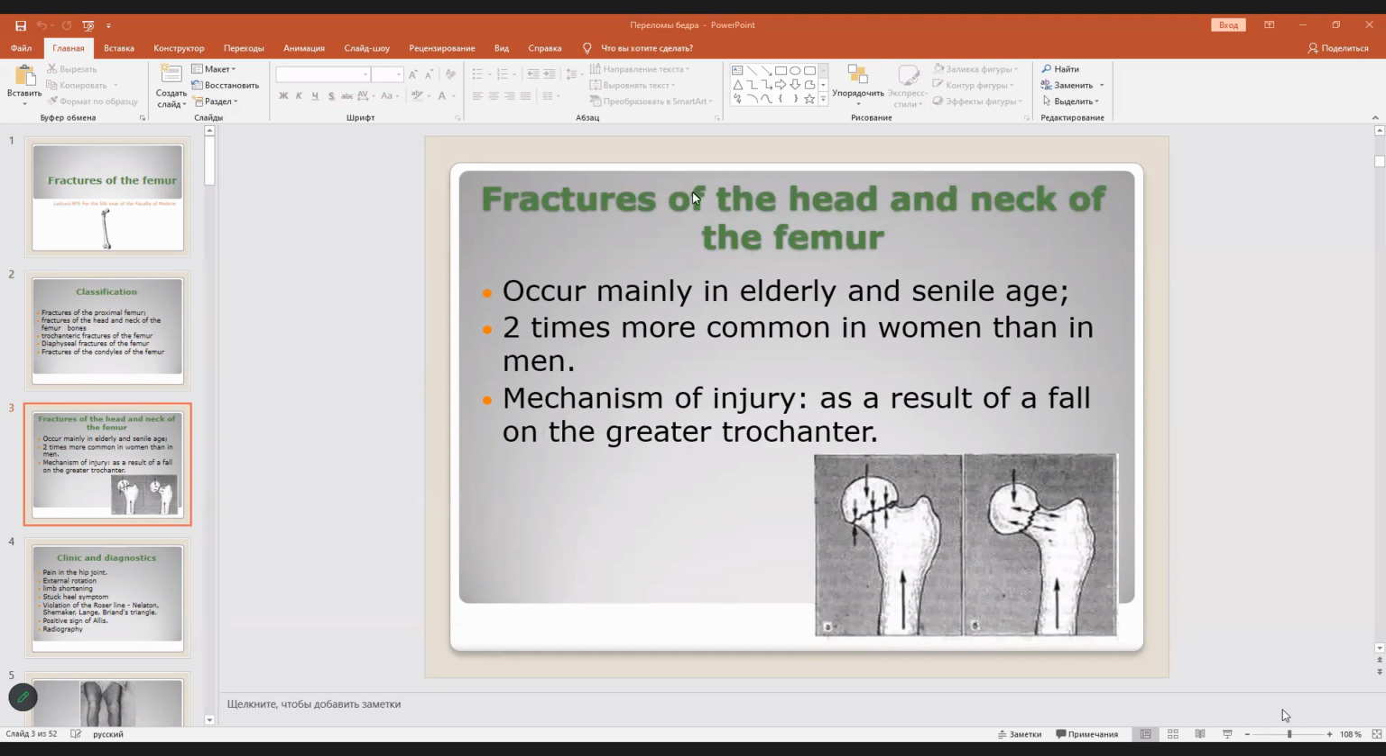Fractures of the head and neck of the femur occur mainly in elderly and senile age, 2 times more common in women than in men. Mechanism of injury: as a result of a fall on the great trochanter.